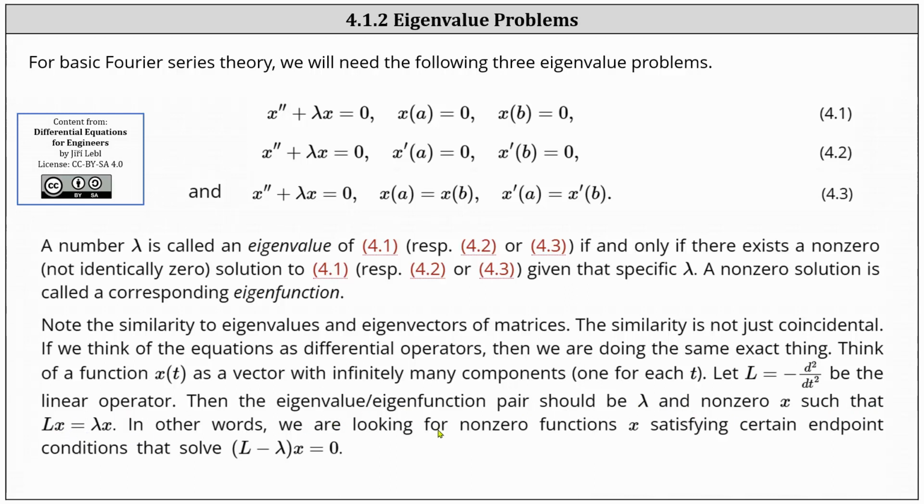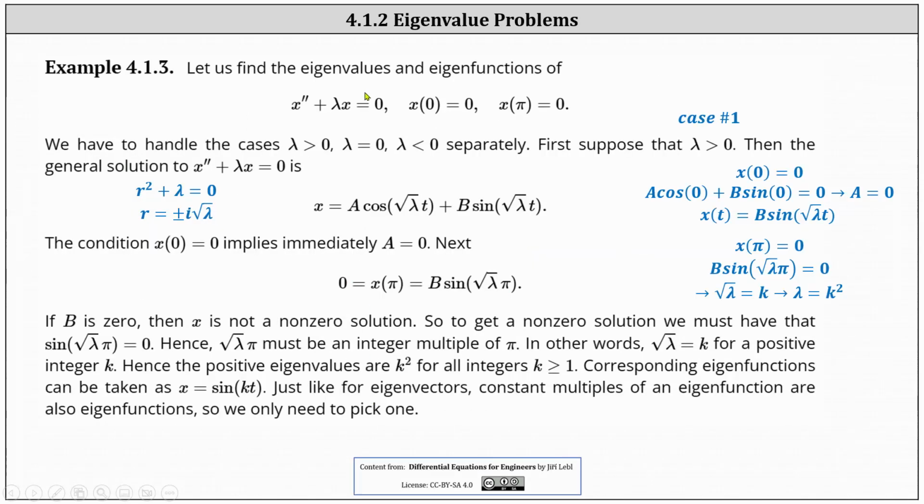In other words, we are looking for non-zero functions x satisfying certain endpoint conditions that solve the difference of L and lambda times x equals 0. Let's look at an example. We will find the eigenvalues and eigenfunctions of x double prime plus lambda x equals 0 with x of 0 equals 0 and x of pi equals 0.